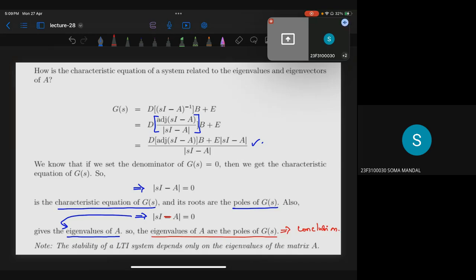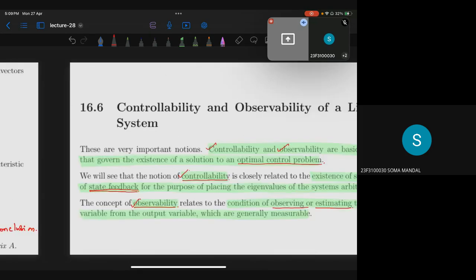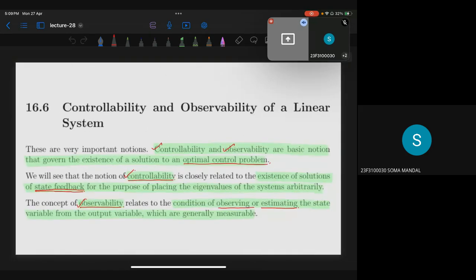No, sir. Yeah, so this is what we saw till last week. This week we are going to see two important concepts, controllability and observability. After seeing these definitions, we are going to see two important design techniques based upon controllability and observability.